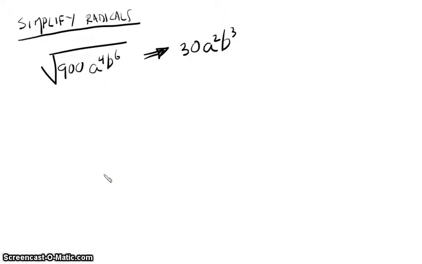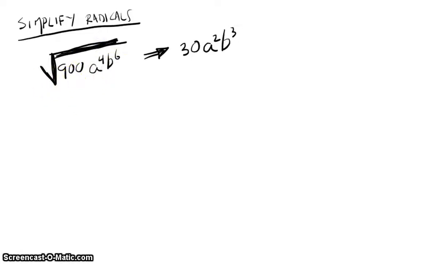Okay, Dan, simplifying radicals. There's a couple things you need to know here. Number one, a radical is this symbol right here. This whole thing is a radical. It looks a little bit like a division sign, but it's not. All things under here are separate.